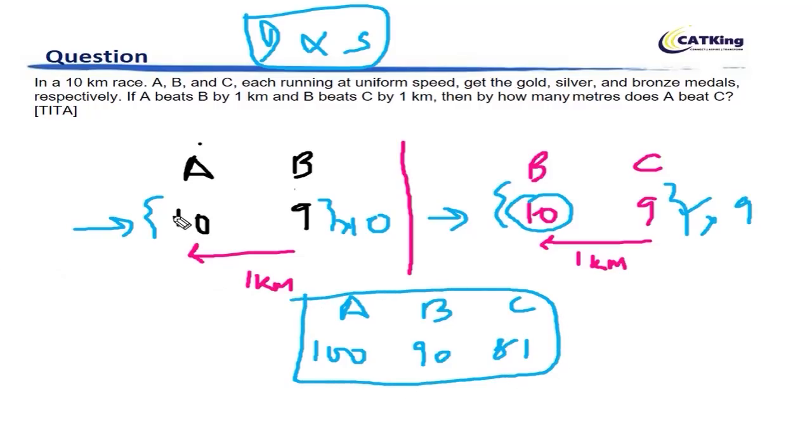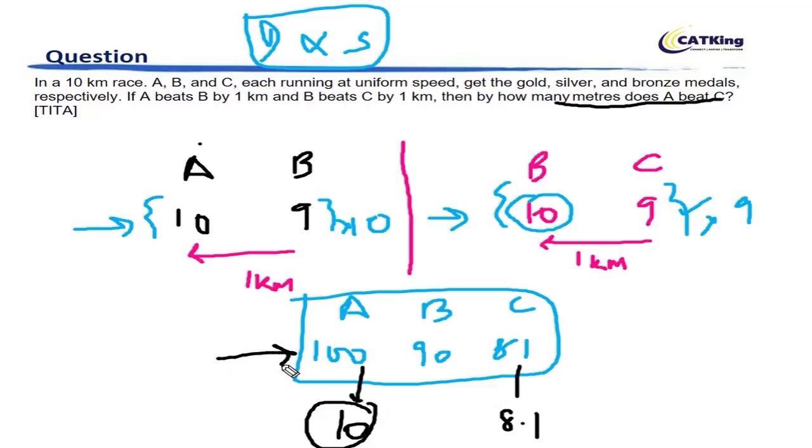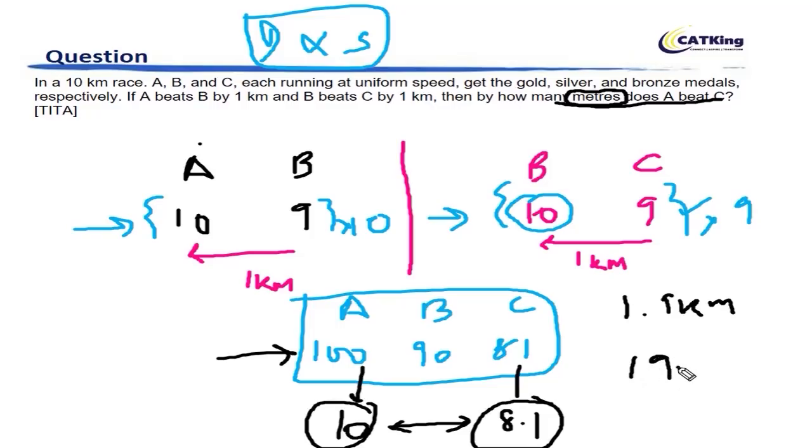So in this case, these are the ratios of the speeds. How many meters does A beat C by? When A covers 10 kilometers, going by this ratio of speeds, C will cover 8.1 kilometers. So what's the difference here? 1.9 kilometers. However, we must note that the question asks in meters. Many people might have made this mistake. So you have to convert it into meters. So 1900 meters is the answer to this question.